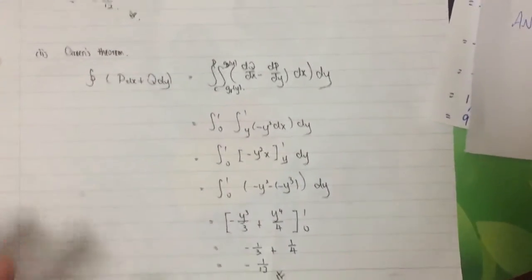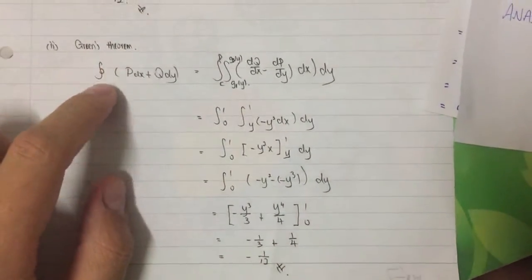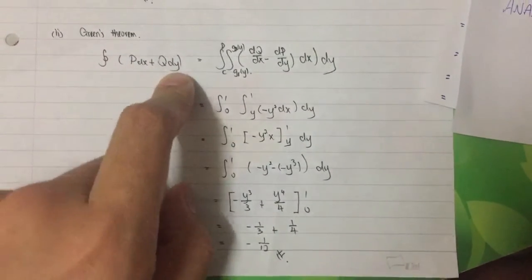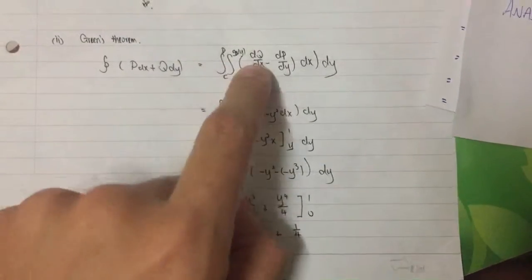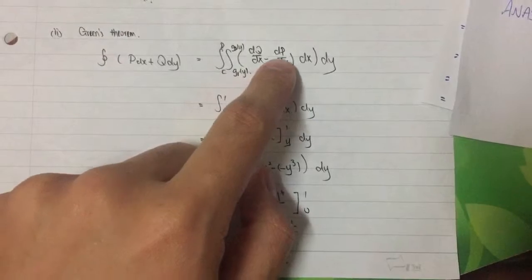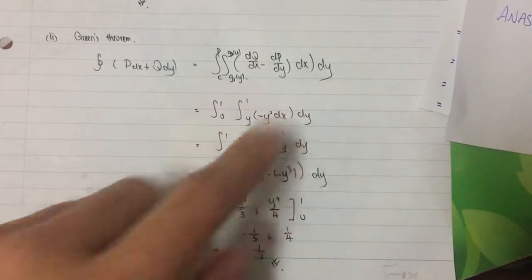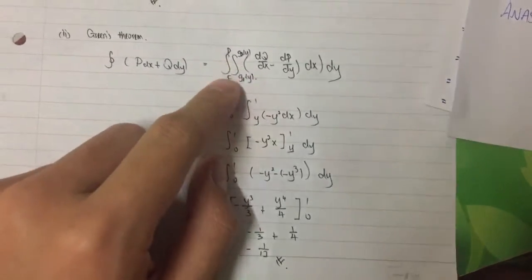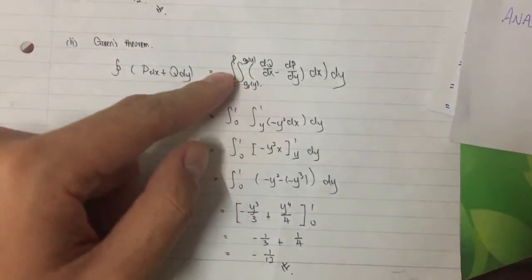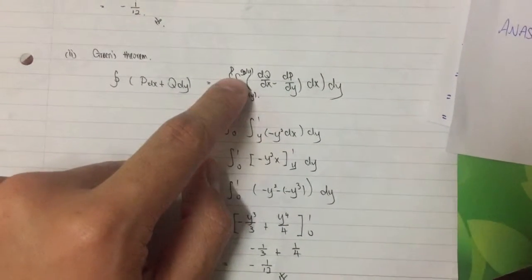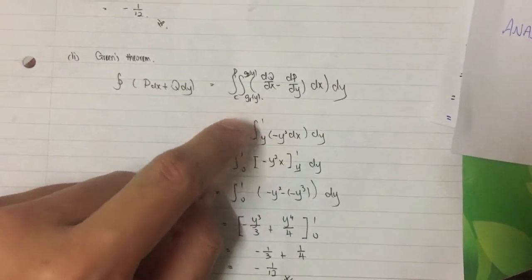Now come to the second method, which is Green's theorem. Green's theorem states that the integration of P dx plus Q dy is equal to the double integration of dQ over dx minus dP over dy, dx dy. So firstly, we have to determine the limits of x and y, where c equals 0 and d equals 1. And if you look at g2(y) and g1(y), how do we determine them?